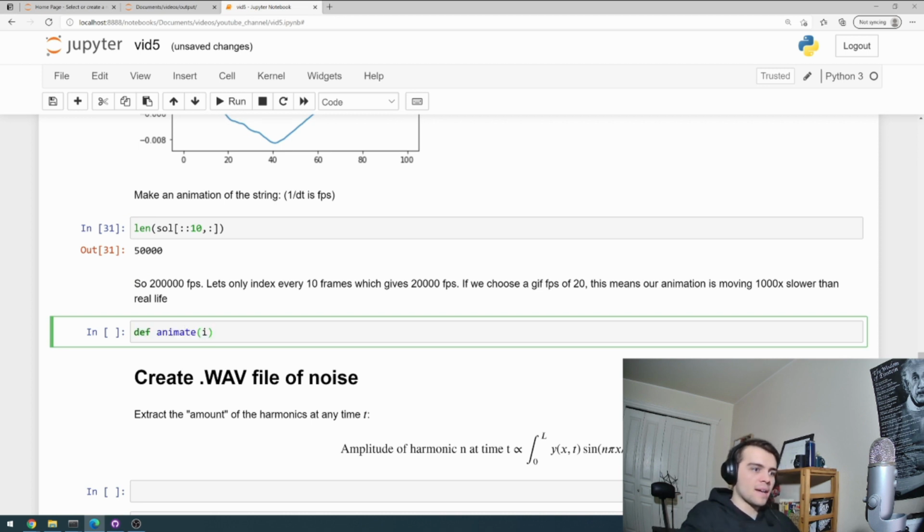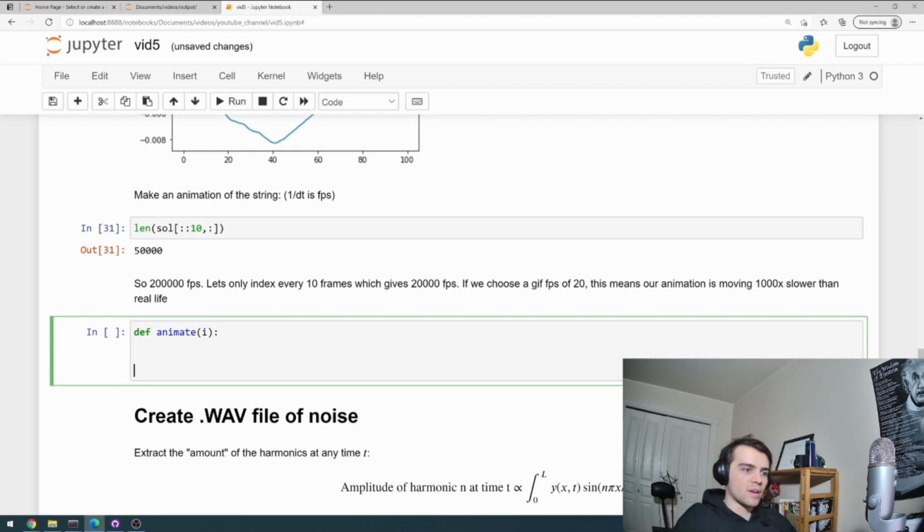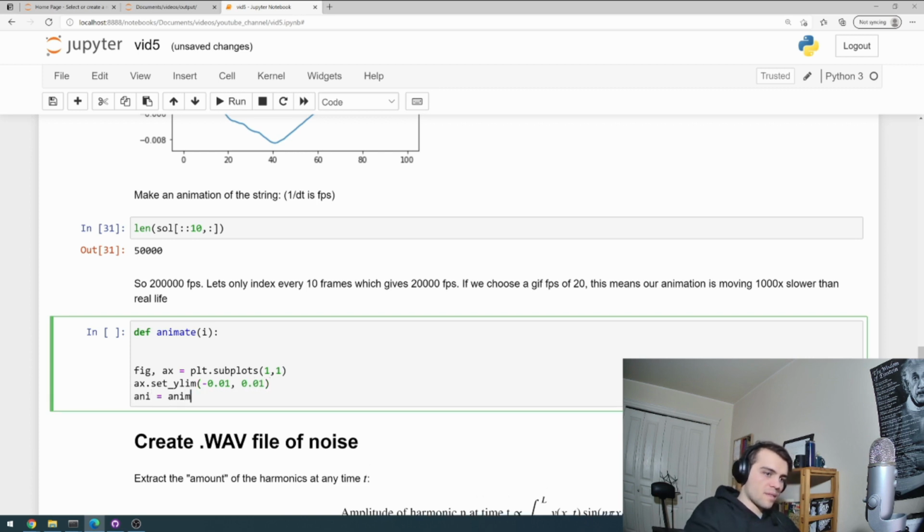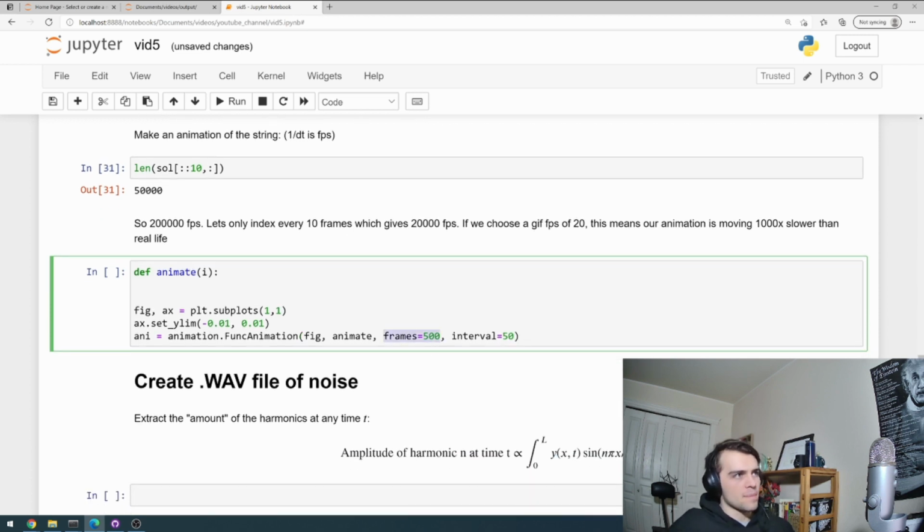It will take in the frame number i. First let's set up everything before we define that function. We'll make a plot. I'm going to set the y-lim so that it doesn't go crazy when it's animating. And let's save the animation. Animation.func, animation, 500 frames. Interval is 50. Again, interval is not a big, huge argument here. It's just something I set to default to 50. It doesn't really have to do with much. 500 frames.